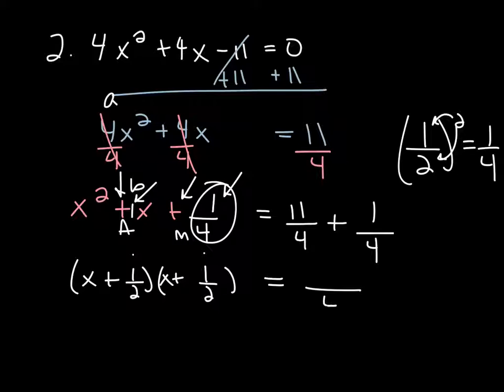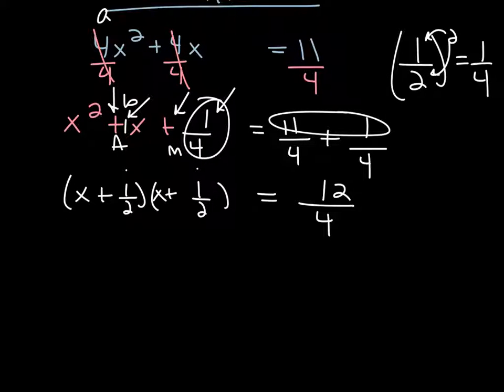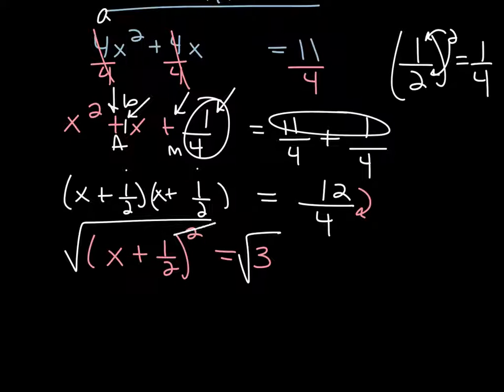Now this side, they have common denominators, which is great. Just add the numerators, which gets you 12. This side is a perfect square trinomial and is the same term and the same term, so I can rewrite it squared. 12 divided by 4 gets you 3. And now I can take the square root to help myself solve for x.